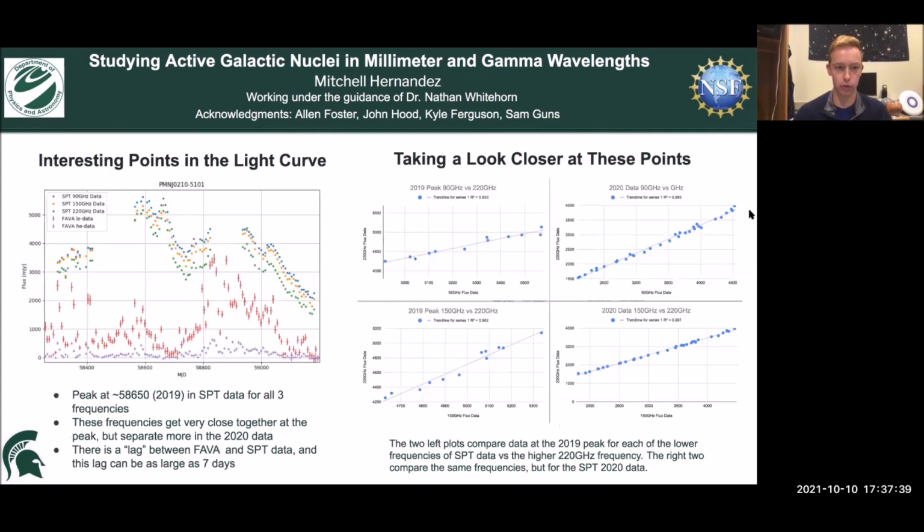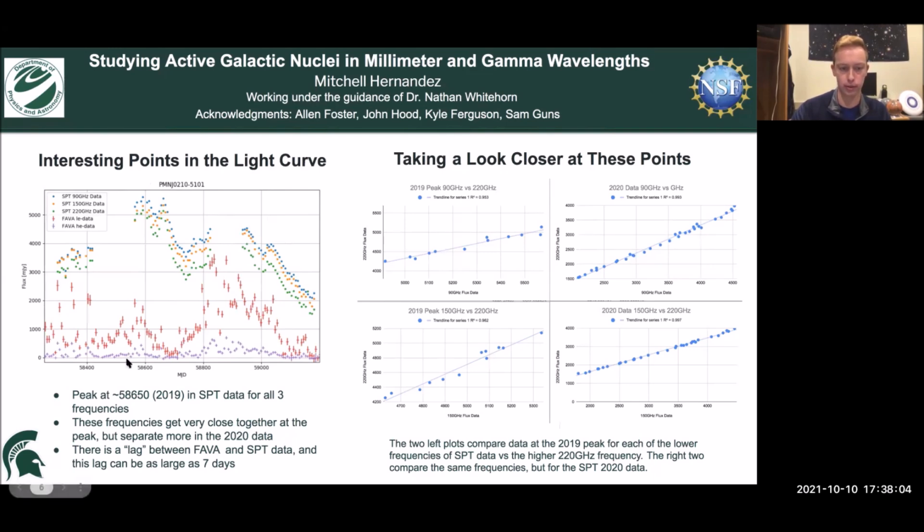So I wanted to point out some interesting points in this light curve. So right here, around 58,650, which happened in 2019, the SPT data for all three frequencies seems to have peaked. And these frequencies seem to have gotten very close together in flux up here. But then you look at the 2020 data, and it looks like this 220 band is significantly lower than the 90 and 150. So that kind of changes over time.